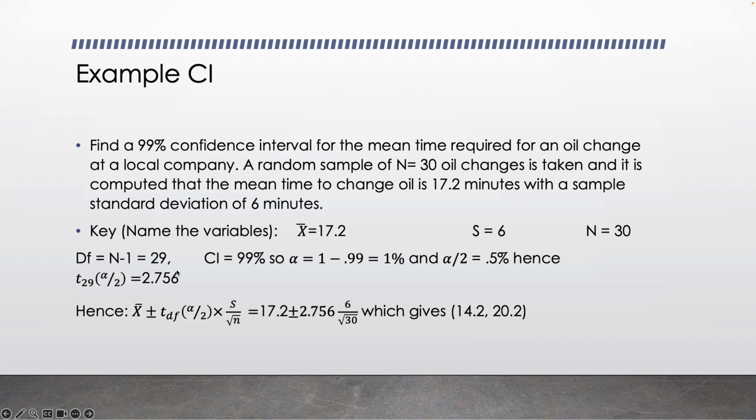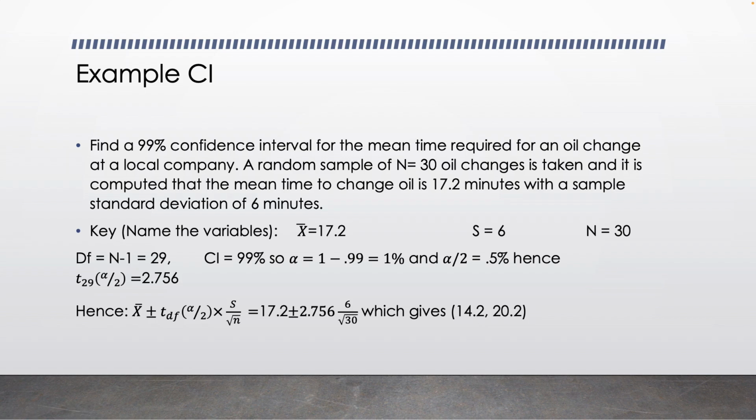find the value corresponding to the percentile, the t-distribution with 29 degrees of freedom, so that there's 0.5, or half a percent, of area in the t-distribution's tail, which corresponds to 2.756. And then we just plug all this information into that formula, and we get that on average for the population, we would expect the average value to be between 14.2 minutes and 20.2 minutes.